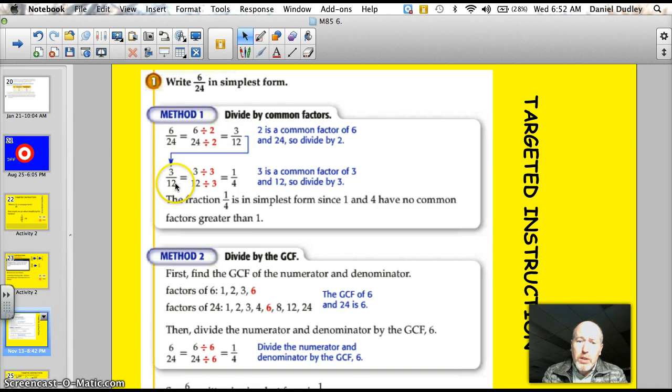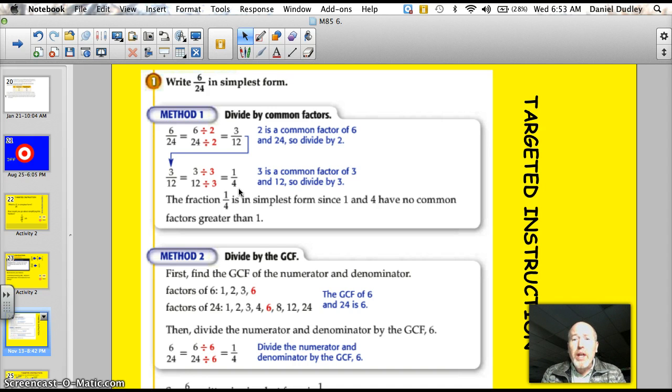Well, 3/12 still share a common factor, which is 3, so then we divided 3/12, the numerator and the denominator, each by 3 again, and we got that down to 1/4, which is in simplest form. So you can certainly do that. This is what most people do, and it's what I do.